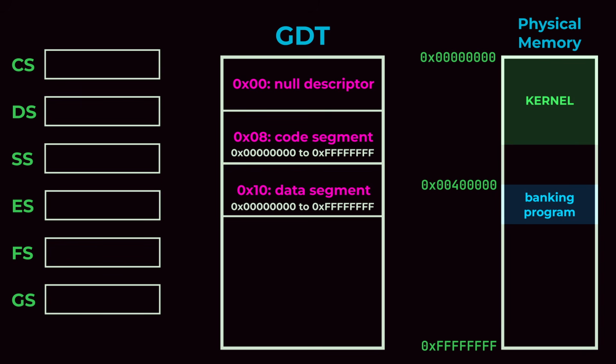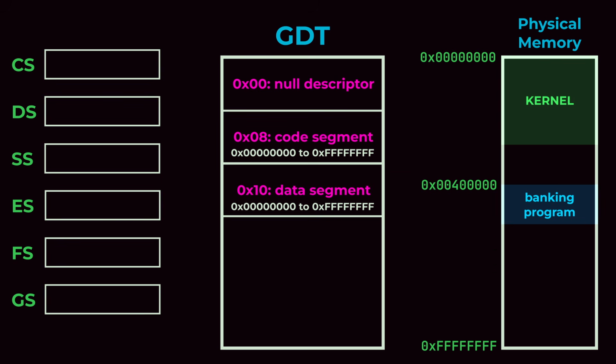So here is what we have right now. First, in memory, we have the kernel and the banking program, and as segment descriptors in the GDT we have at offset 0, the null descriptor, then at offset 8 a code segment that covers the entire memory space, and if this segment is activated, we can execute and read what's within the segment, and finally at offset 16 a data segment that also covers the entire memory space. And if this segment is activated, we can read and write what's within the segment.